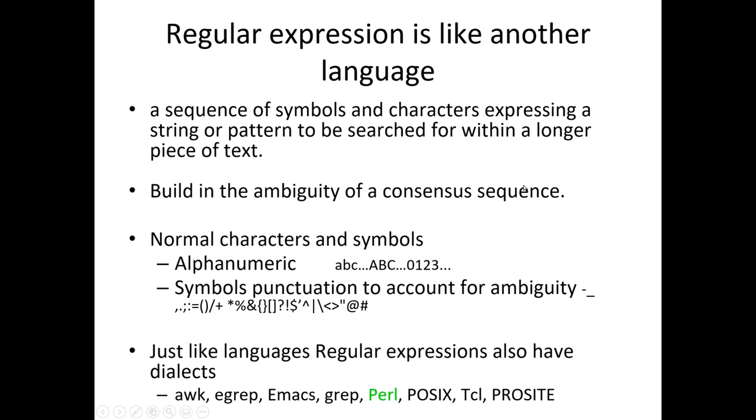So what is a regular expression? It's like another language, right? It's a sequence of symbols or characters expressing a string or pattern to be searched within a longer piece of text. You use regular expressions to build in the ambiguity of a consensus sequence. So if there are 25 different sequences that actually function as a signal peptide, you don't want to have to do 25 searches, right? So you can use a regular expression during your search. And regular expressions have normal characters and symbols: there's alphanumeric, so the letters of DNA and the letters that represent amino acids, and then there are symbols that you use as punctuation to account for the ambiguity.